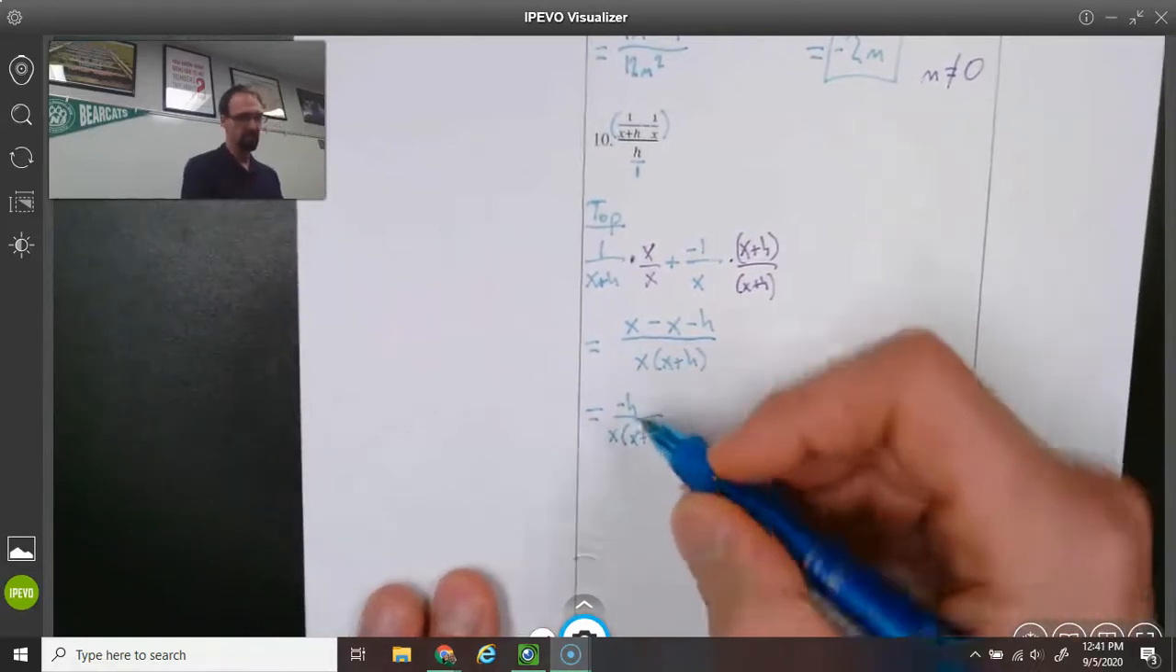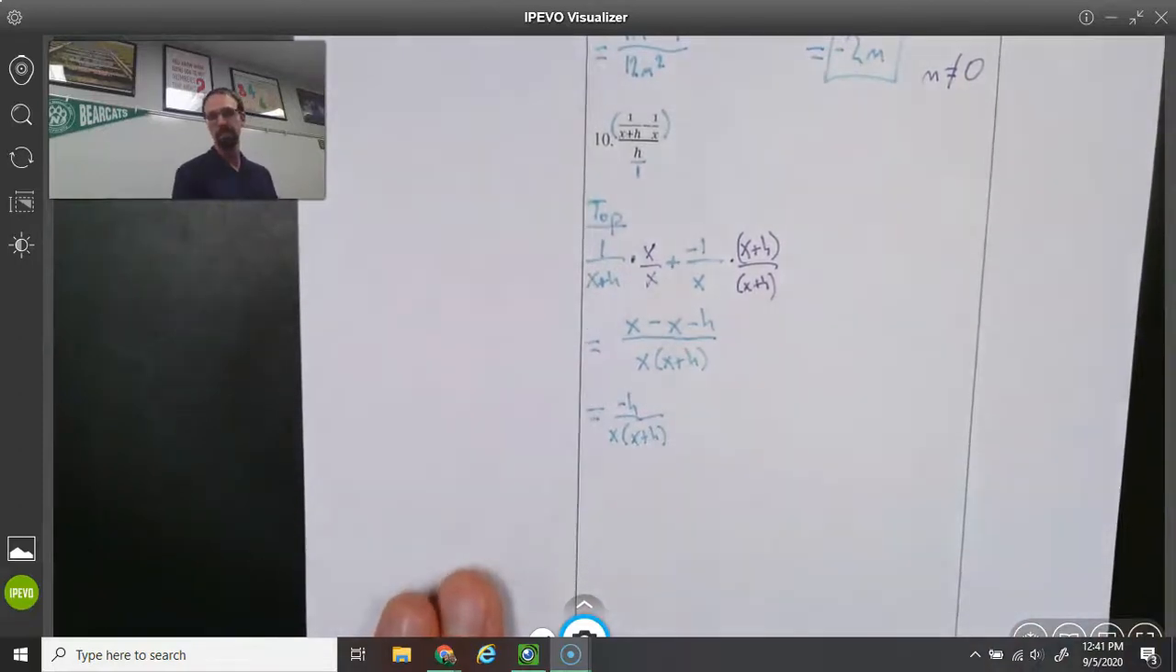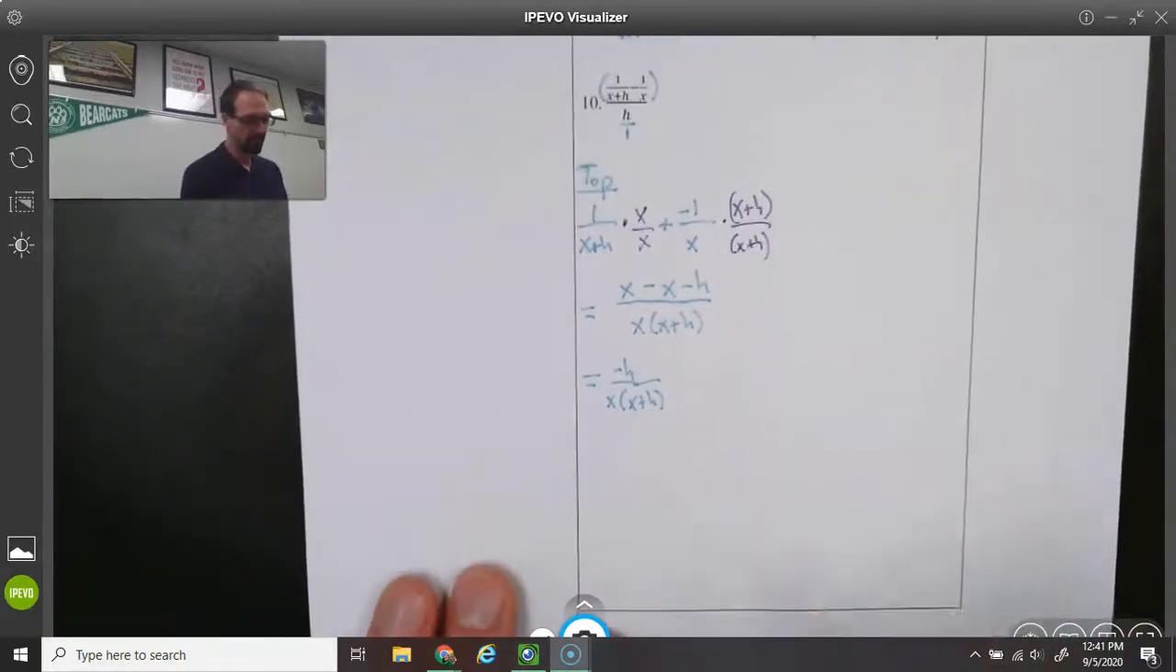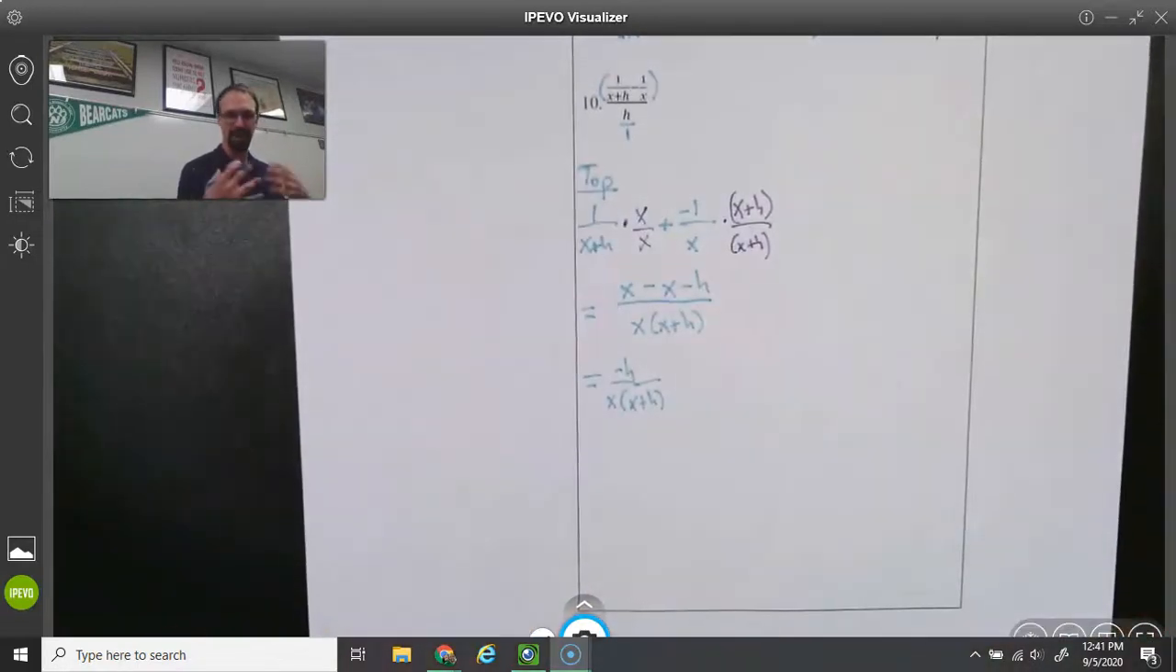A lot of students will want to cancel the h's. Remember, you can't because it needs to be everything within the multiplication part. And then the denominator is h over 1. We don't need to do anything with that. It's already a singular fraction.